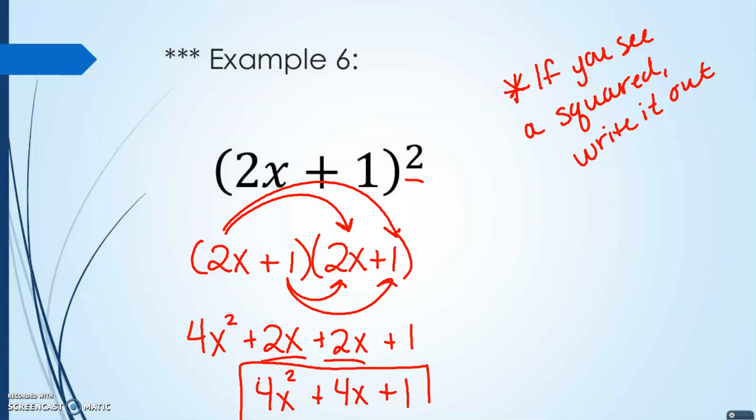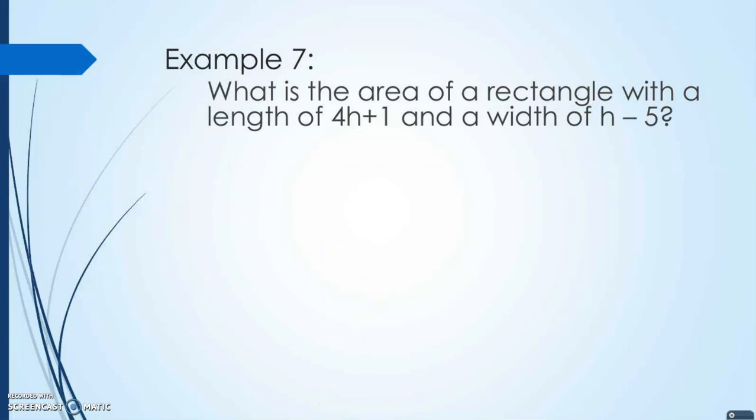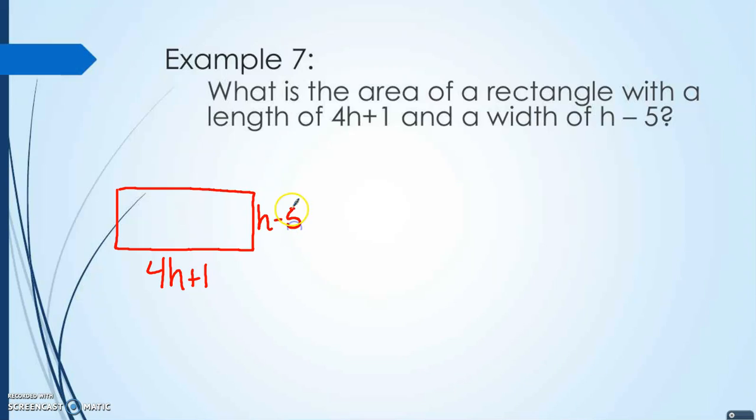Your very last example, just real quick, is a word problem. Go ahead and copy that one down, please. Example 7. What is the area of a rectangle with a length of 4h plus 1 and a width of h minus 5? So real quick, we have a rectangle. I like to draw out word problems. It makes more sense to me. A length of 4h plus 1 and then a width of h minus 5.